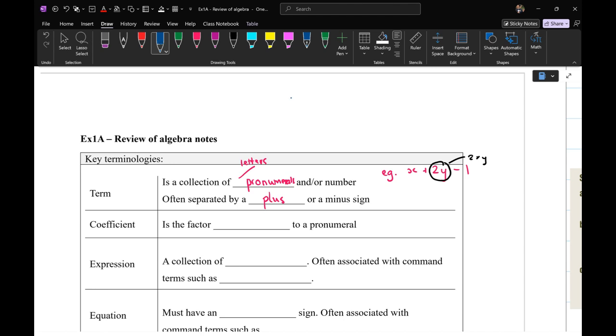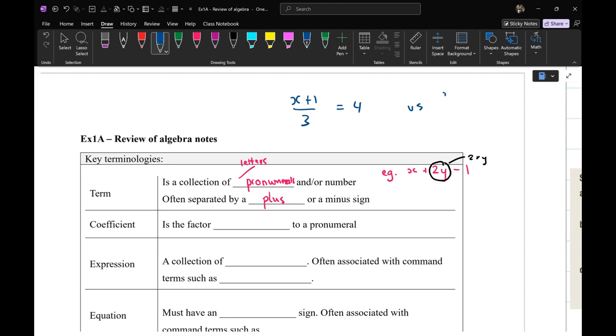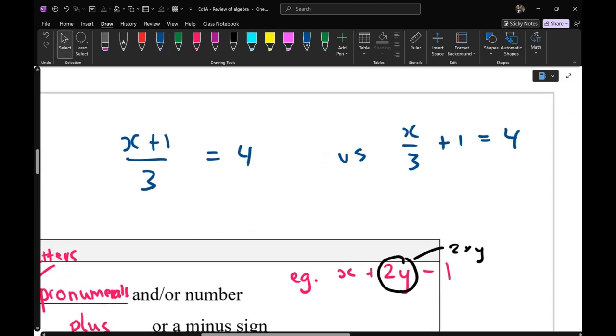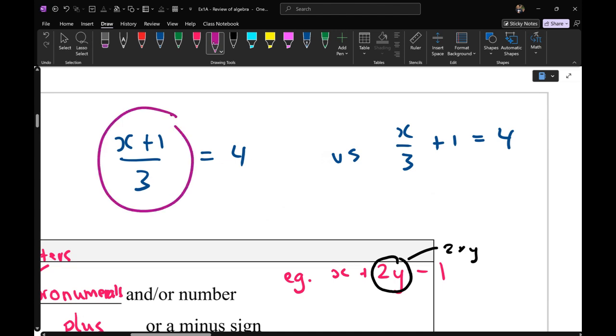So here's an example. You could have x plus 1 on 3 is equal to 4, and then solve that, right? Versus x over 3 plus 1 equals 4. Both of them look very similar, but they are different. How many terms are there here? Have a think about what I just taught you. How many terms are here?